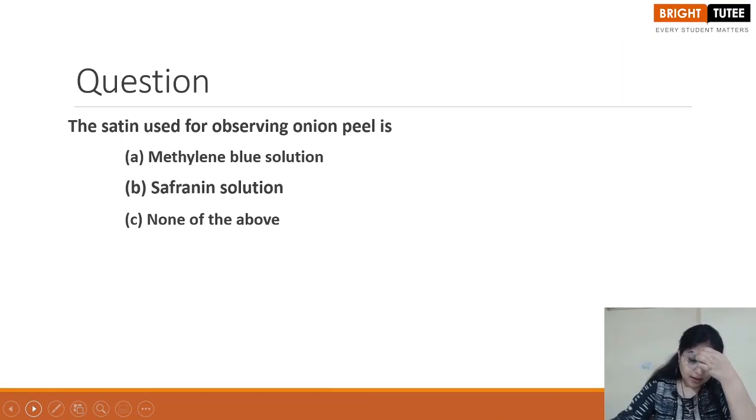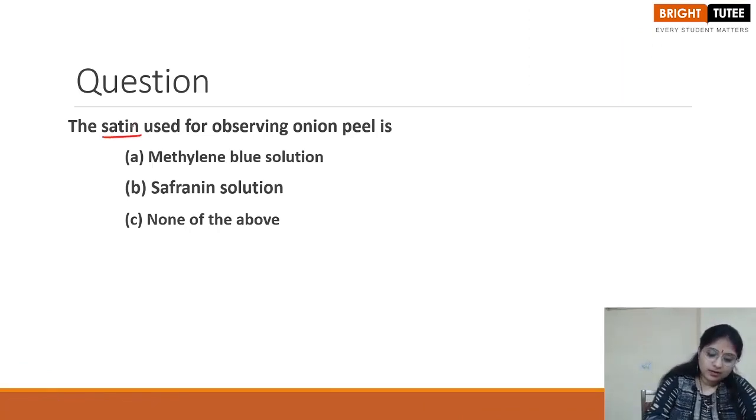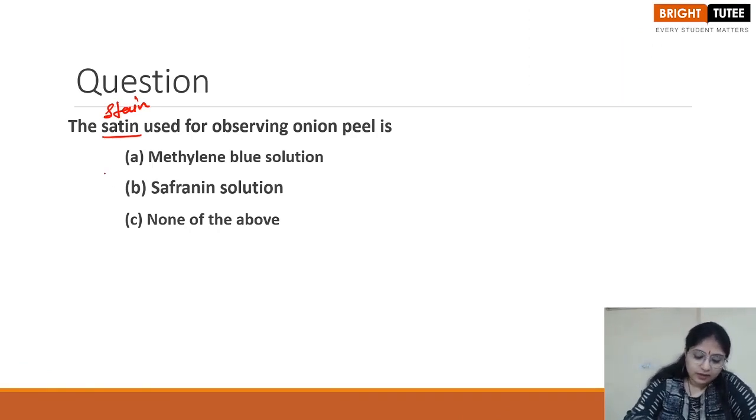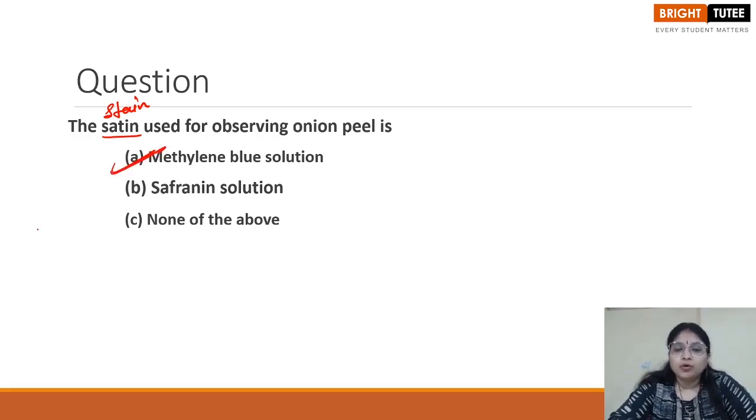The stain used for observing onion peel. So the stain that is used to observe onion peel is known as the methylene blue solution.